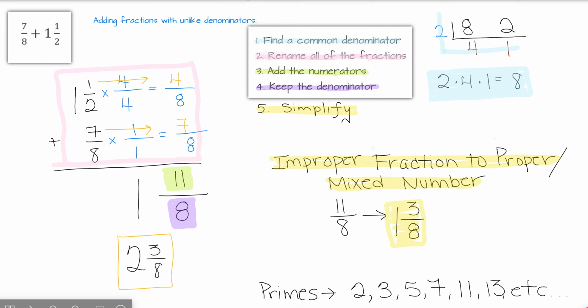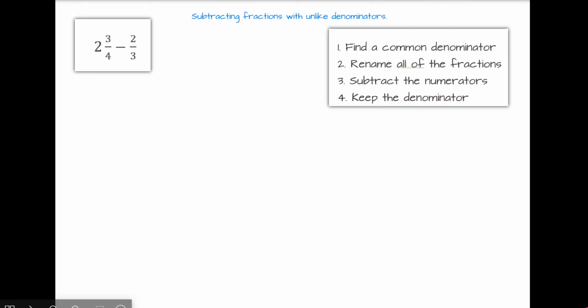I wrote the word primes down here in case you come back and look at the video later. We used that with your common denominator, finding the LCD. Now we're going to look at subtracting fractions with unlike denominators, and we'll color our steps again. So find a common denominator, rename all of the fractions, subtract the numerators, keep the denominator, and our fifth step was to simplify. So let's get started by finding a common denominator.